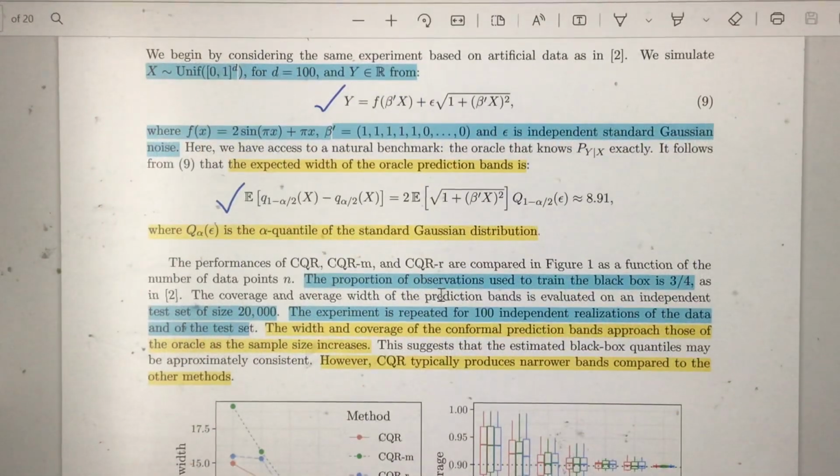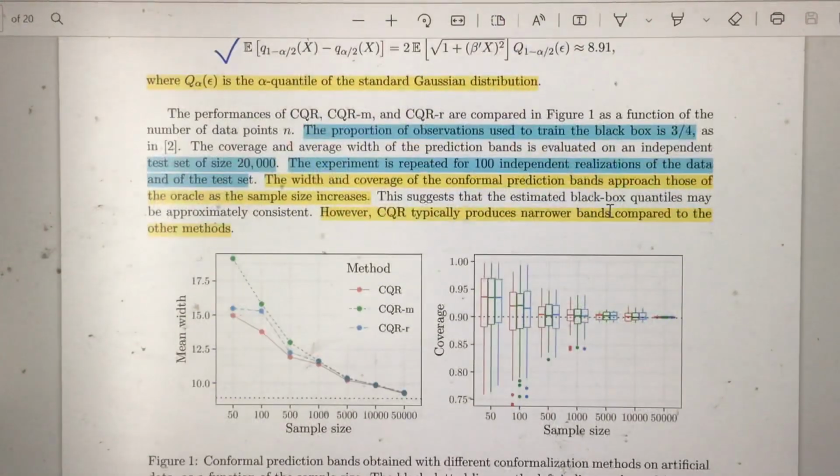Also, the proportion of observations used for the training data will be 0.75, and the test set will be 2,000. This experiment is repeated 100 times. They also show the oracle prediction band, which will be around 8.91. Okay, so you can see these results.